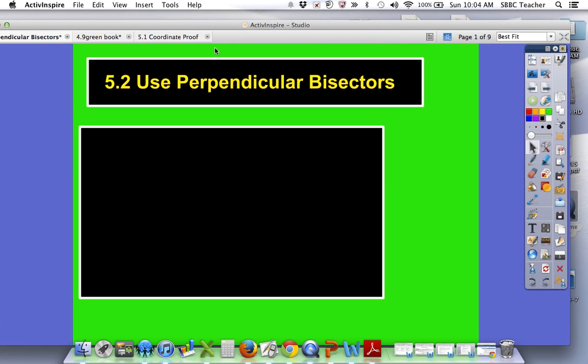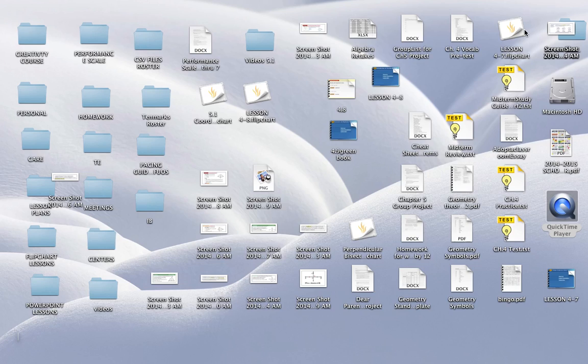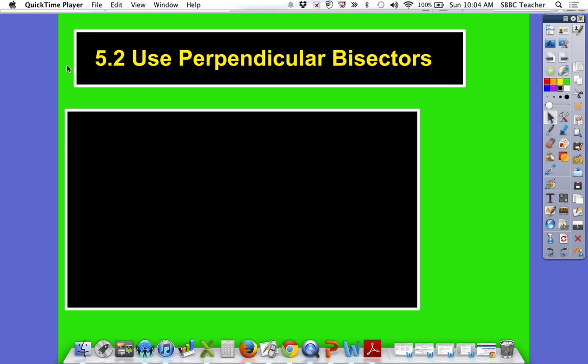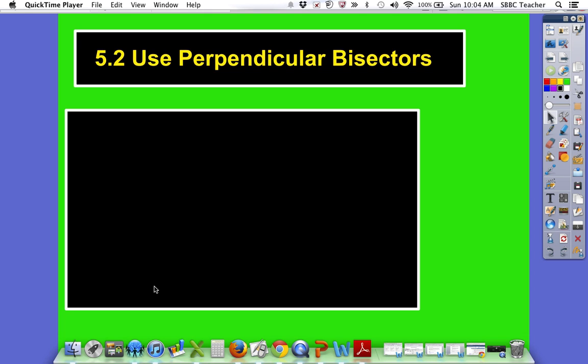Okay, so let's get started with our 5.2 perpendicular bisectors lesson. In this particular lesson, we are going to learn how triangles have perpendicular bisectors and how that can help us to find missing side lengths.